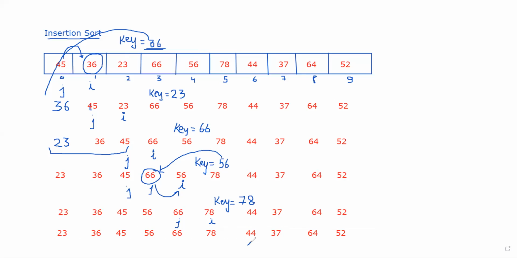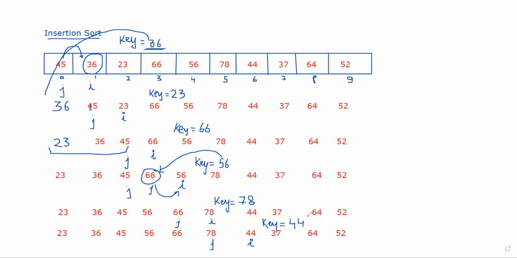Now next time I will be at 44th position. Wherever my I is, that will be my key value. So my key value will be 44. Now this time J I will keep at I minus 1 position. It means at this position.